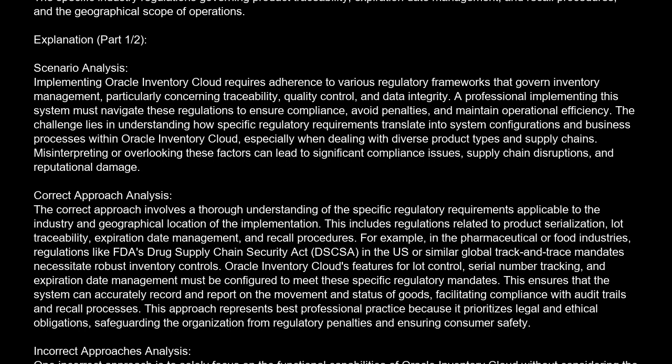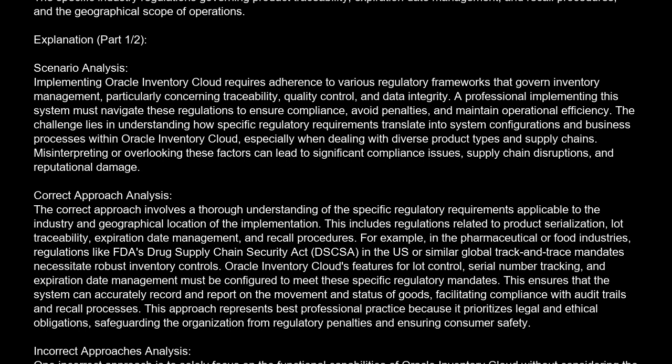The correct approach involves a thorough understanding of the specific regulatory requirements applicable to the industry and geographical location of the implementation. This includes regulations related to product serialization, lot traceability, expiration date management, and recall procedures. For example, in the pharmaceutical or food industries, regulations like FDA's Drug Supply Chain Security Act, DSCSA, in the U.S. or similar global track and trace mandates necessitate robust inventory controls.